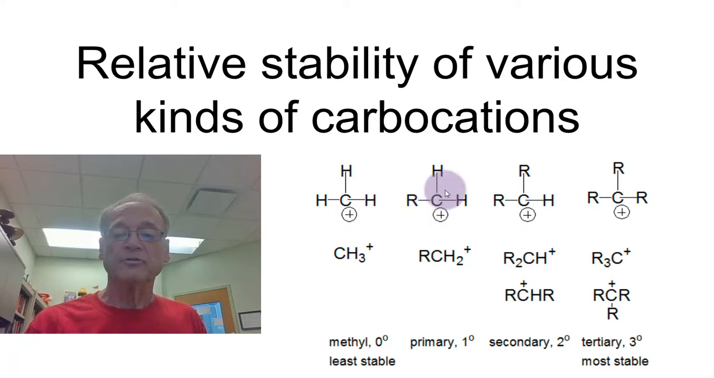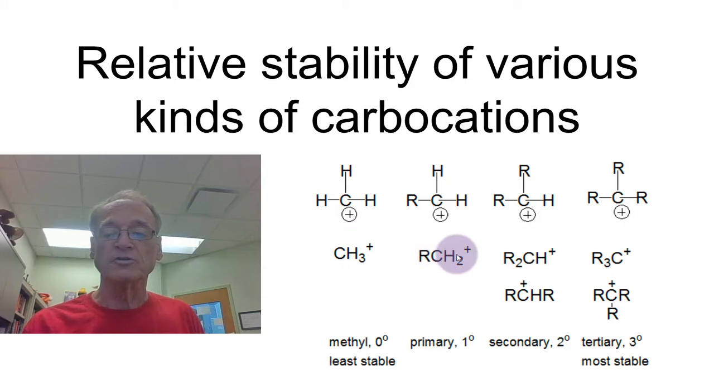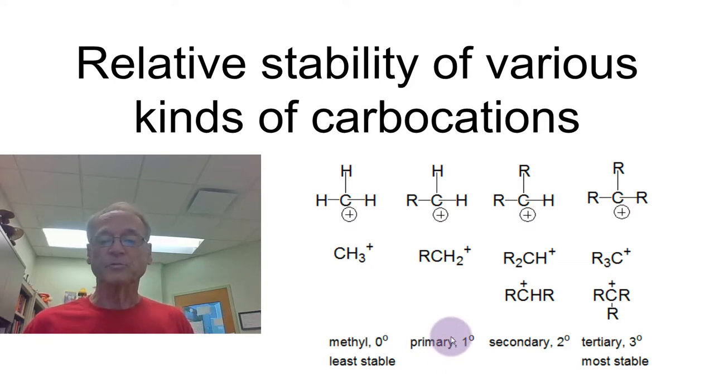Then you have the kind where you have 2 hydrogens and 1 kind of carbon group. So the R group here could be methyl, ethyl, propyl, or lots of other carbon groups that we're familiar with. This is a shorthand notation for it, RCH2 with a positive charge. This kind where you have 1 carbon group on it is called primary. It makes perfect sense. We've learned what primary, secondary, and tertiary means before. If the carbon has 1 other carbon group attached to it, it's primary. So you have primary carbocations. Those are a little bit more stable than methyl carbocations.